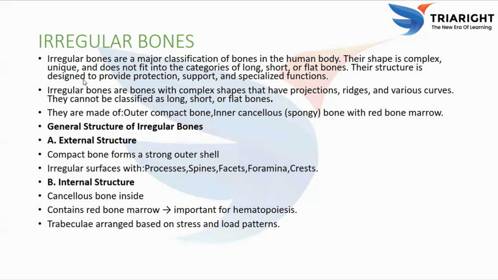So what is the structure of the irregular bone? You have two structures, the external structure and the internal structure. The external structure is made up of compact bone. This compact bone forms a strong outer shell. The external surfaces show processes, like projections, spines like pointed extensions, facets meaning the smooth surfaces of the joints, and foramina, which are the openings for nerves and blood vessels, and also the crest, like raised ridges. So these structures help the muscles to attach or allow the nerves to pass through.